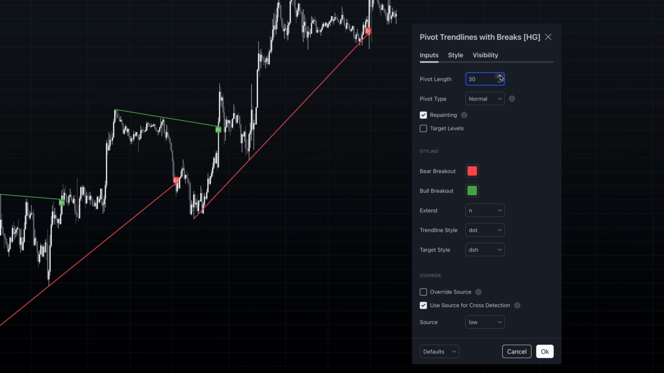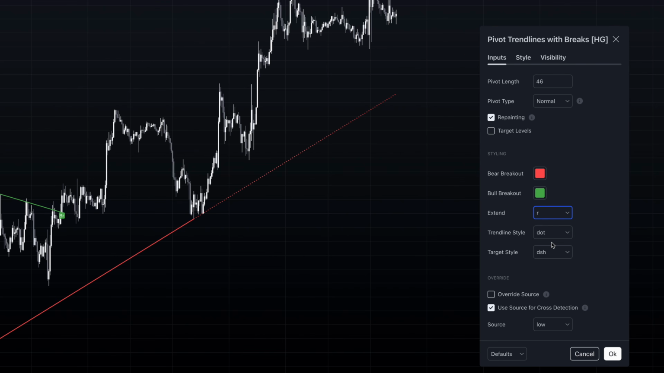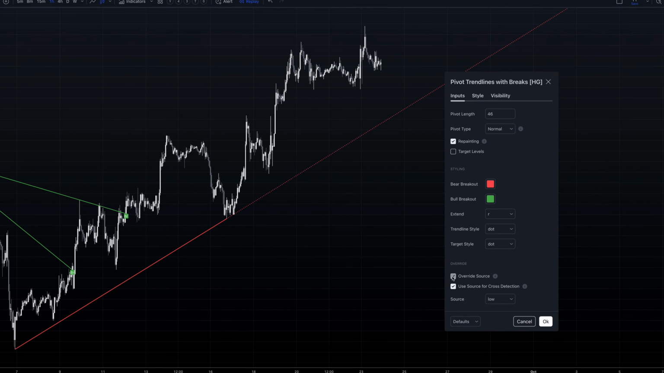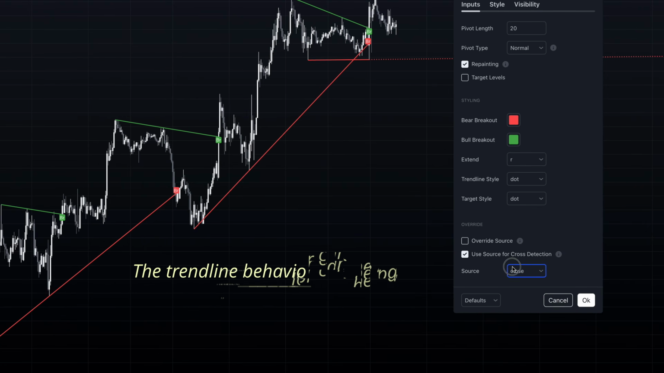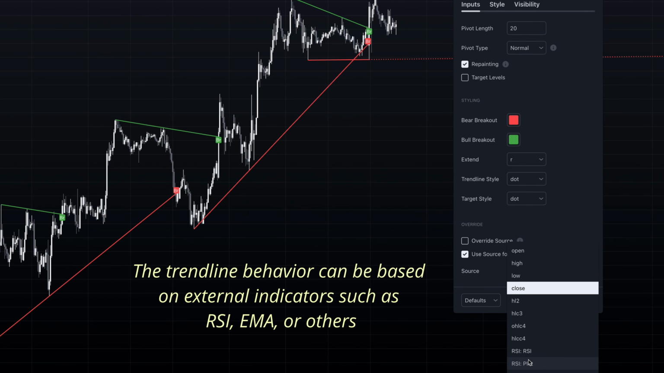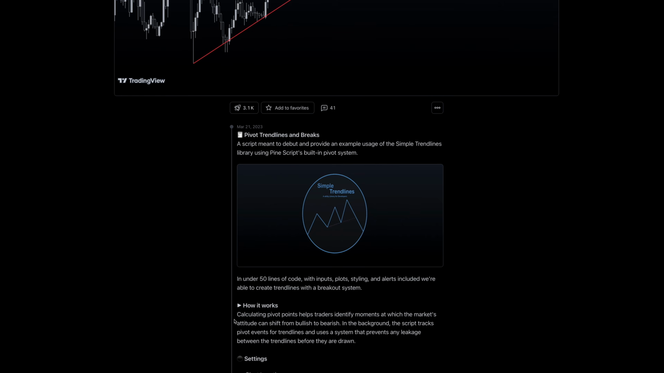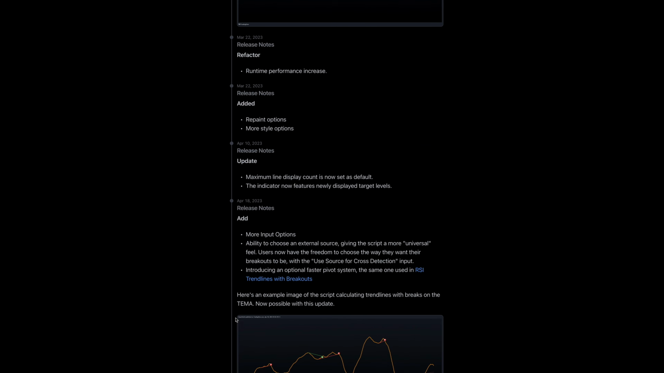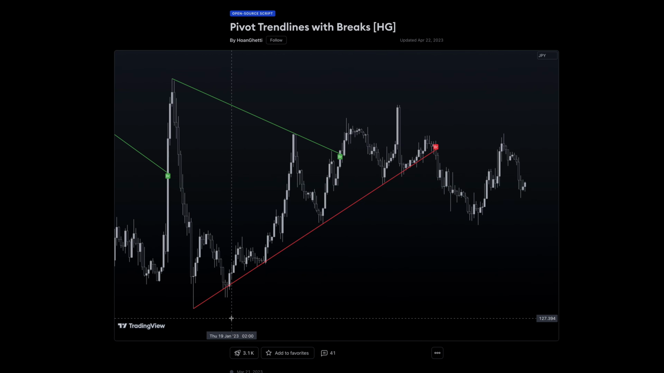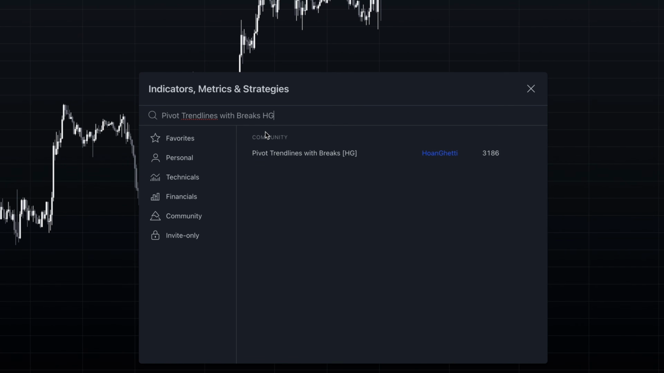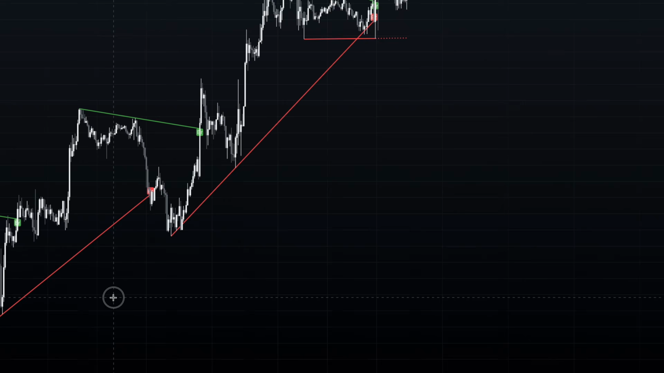Key settings include the ability to adjust pivot length, select different styles and extensions for trend lines, and tweak colors for better visual alignment with trading charts. Alerts can also be configured to notify users about events like trendline breaks. A standout feature is the option to use external sources for trendline and breakout detection, making the indicator more adaptable to other data inputs. The pivot system itself has been refined, transitioning from a custom approach to PineScript's built-in functionality, significantly improving runtime performance and accuracy. This tool is called Pivot Trendlines with Breaks HG by Juan Getty.